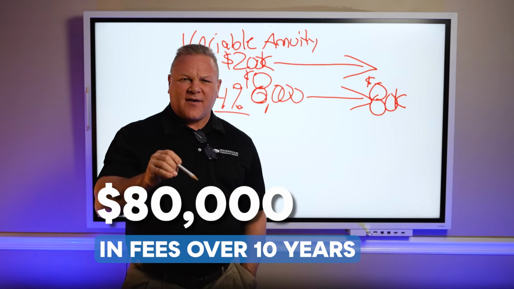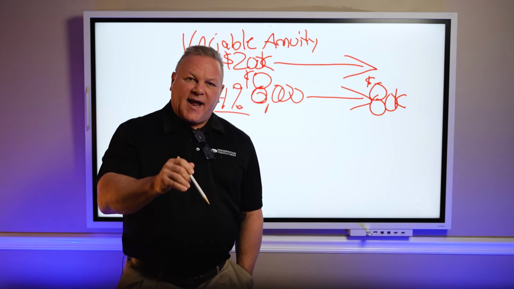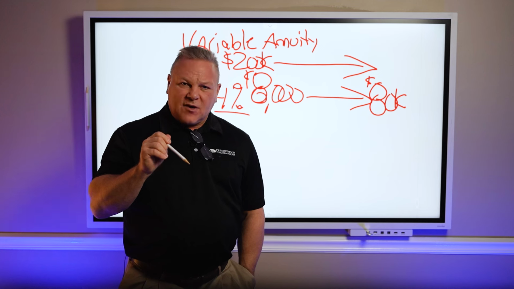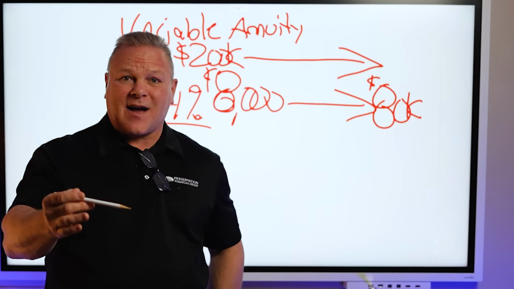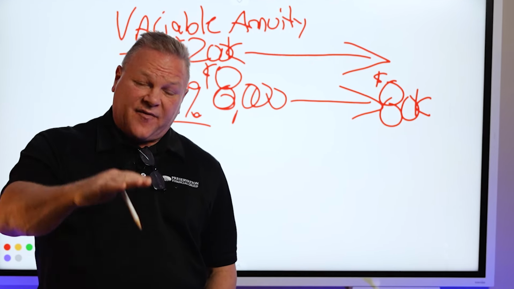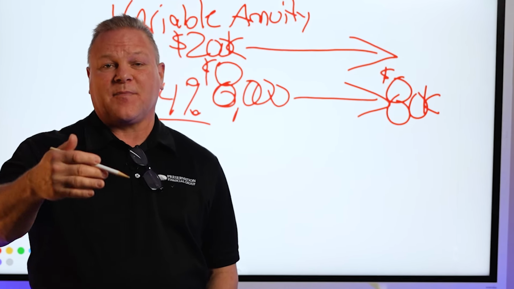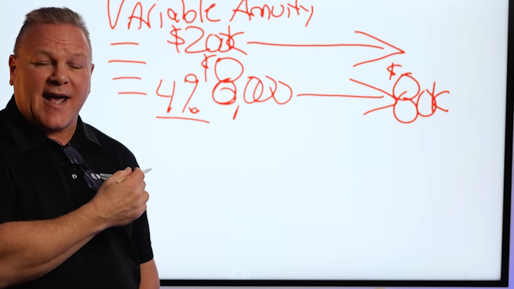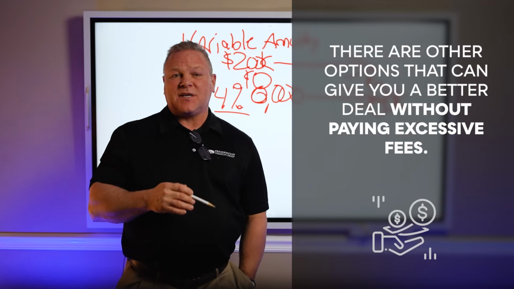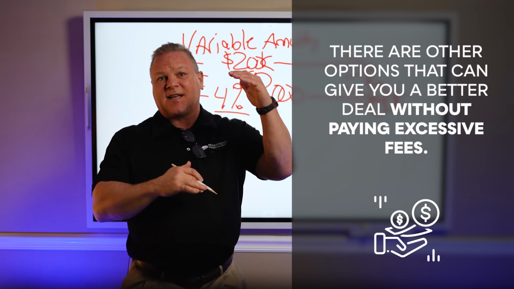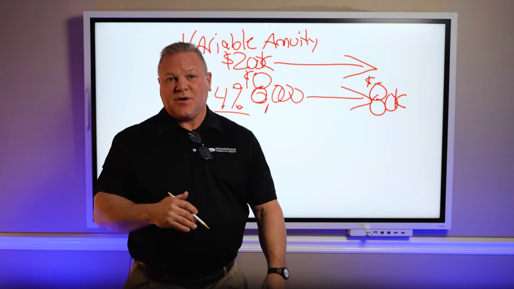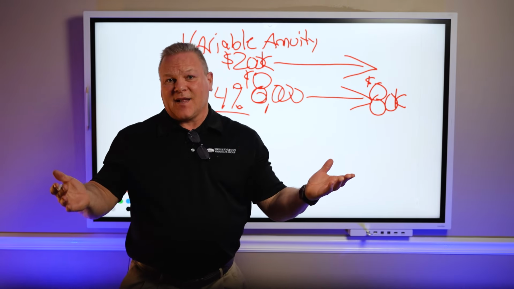And I ask people, did you ever know that it was possible to pay $80,000 of fees over a 10-year time period on a $200,000 account? Most of the time they say, no, I did not. And I did not understand I was paying all those fees. So this is the variable annuity. Now, sometimes I meet with someone who has an old one and the fees are much lower. And those are often something we would recommend keeping. But a lot of the new accounts that have high fees, I think there are other options and better options out there that can give you a better deal without paying those excessive fees. So that's the first type, the variable annuity, which I'm giving you my personal opinion. I don't like the variable annuity.